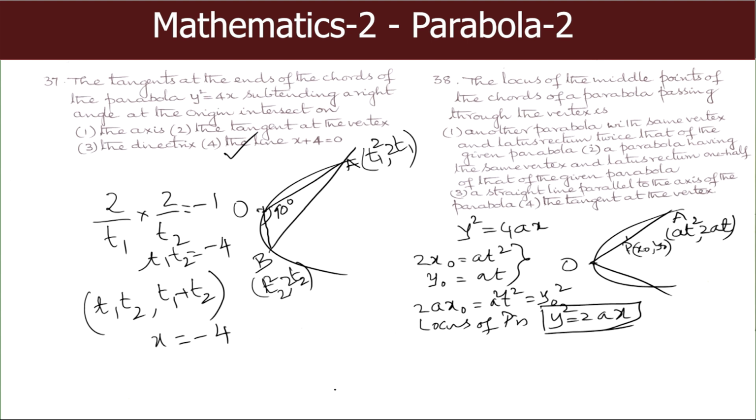Y square equal to 2ax. Now, this is a parabola having vertex same as that of the given parabola. Its vertex is (0, 0), the origin.